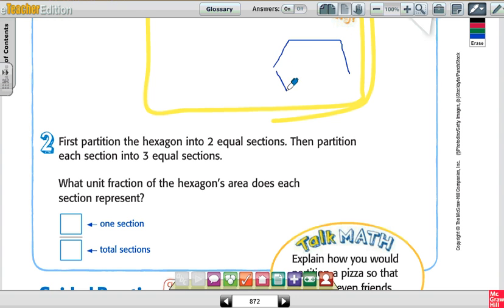Here's my hexagon. First, they said to divide it in half, right? And then each section here, you're going to divide into 3 sections, like this. What unit fraction of the hexagon's area does each section represent? How many sections do I have total? 6. That's my denominator. And each section represents one section out of all of it. So each section will represent 1/6.